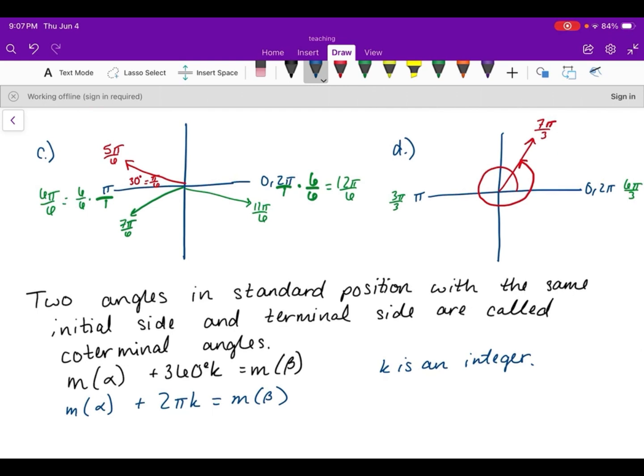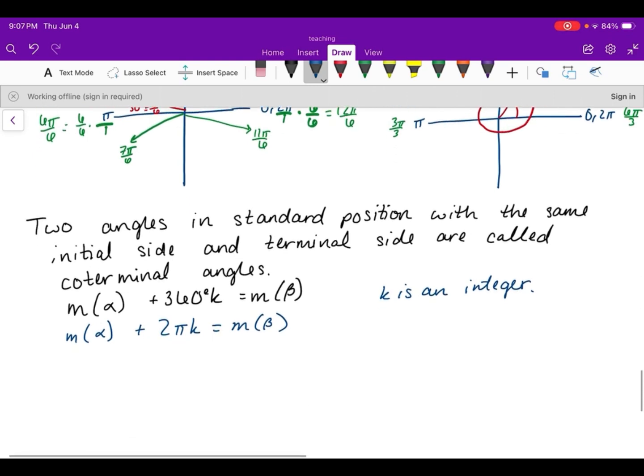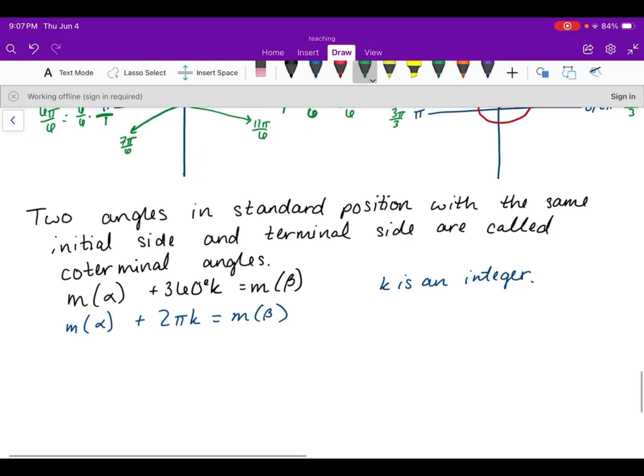Of course, let me go ahead and explain what this means. If you've got two angles in standard position, they have the same initial side. They also have the same terminal side. These are called coterminal. This little equation is saying that if you add 360 to some first angle and you get that second angle, that's what we are going to see with coterminal.